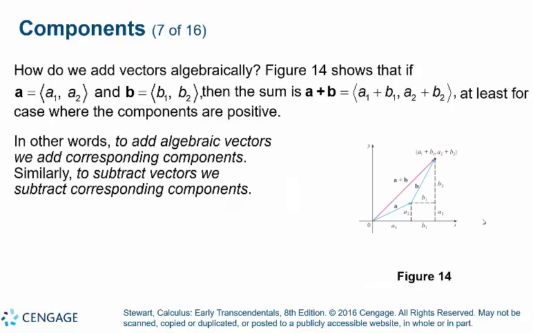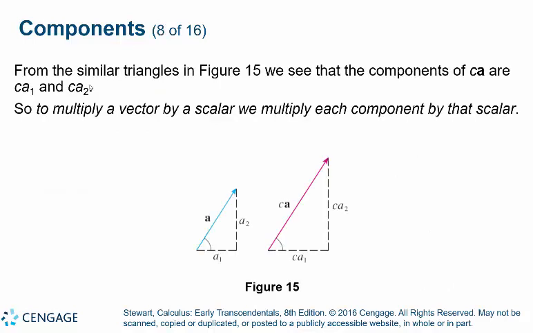All right, so next, how do we add vectors algebraically? Figure 14 shows that if vector A is A1, A2, and vector B is B1, B2, then for the sum of those vectors, A plus B, all you do is add their corresponding components. You take A1, add it to B1, you take A2, add it to B2, and that's simply how you do vector addition. So in other words, to add algebraic vectors, we add corresponding components. Similarly, to subtract vectors, we just subtract their corresponding components. There's nothing overly difficult about that.